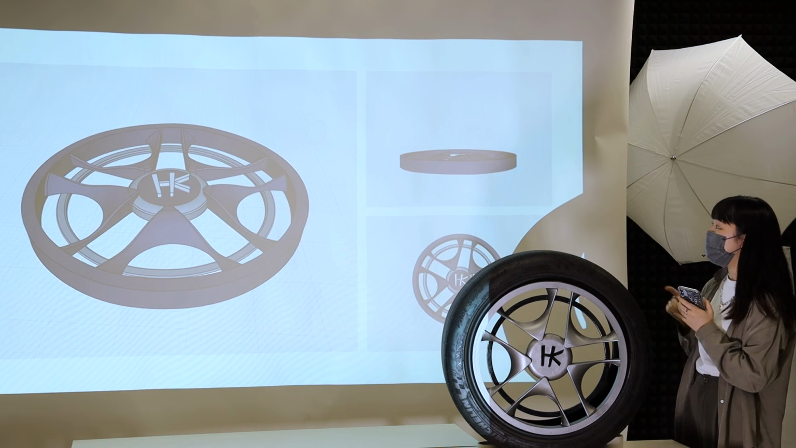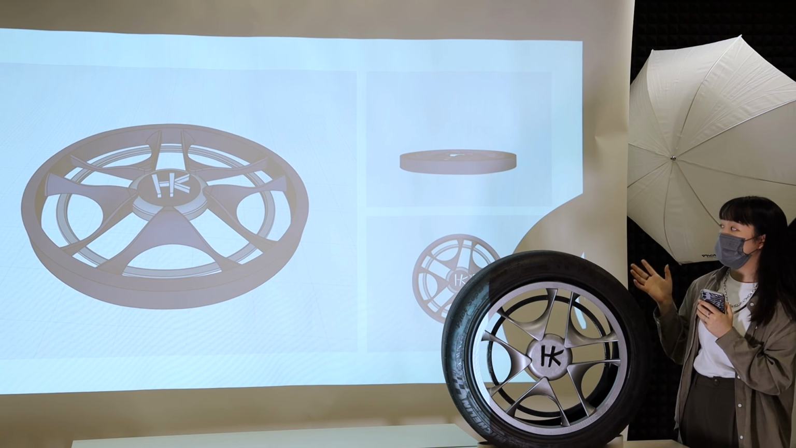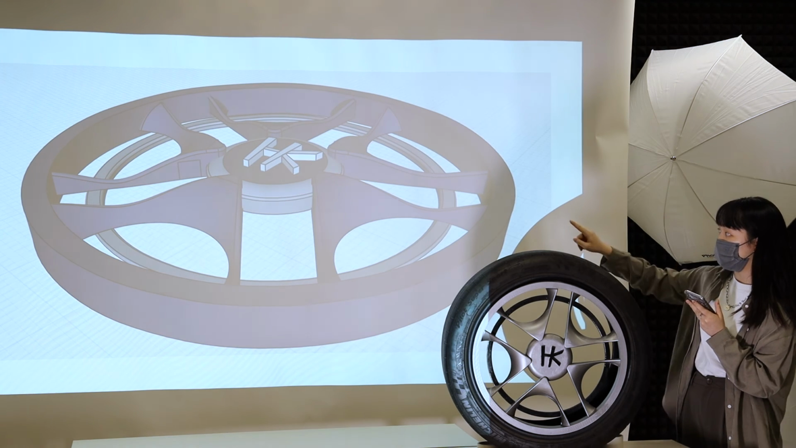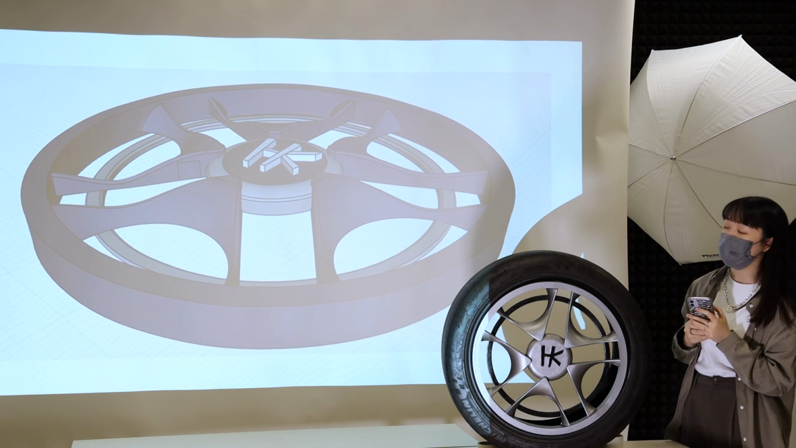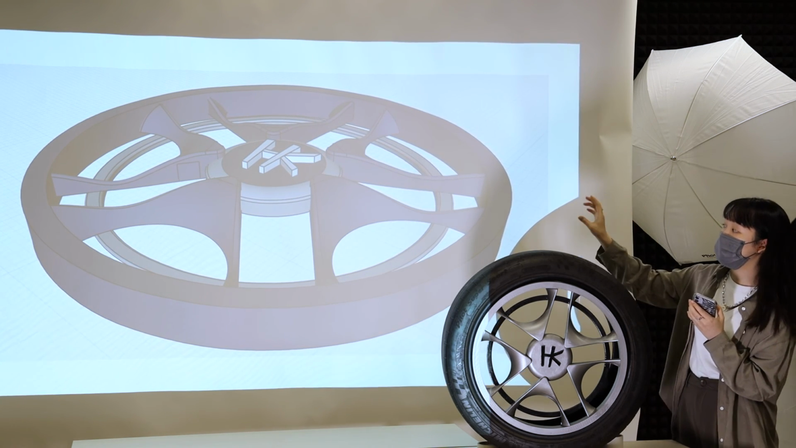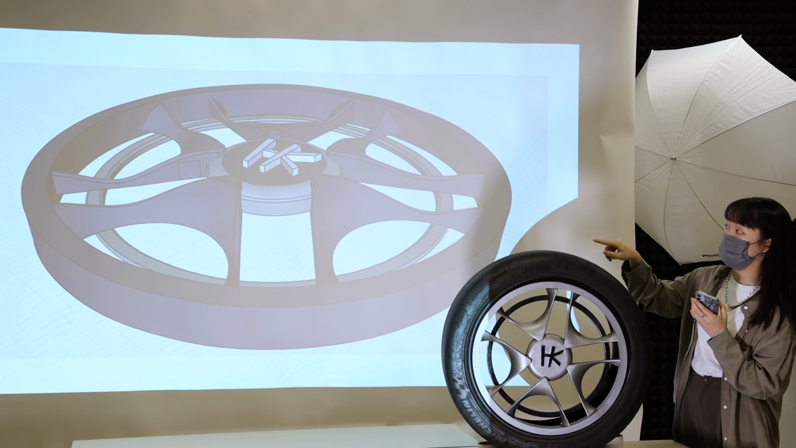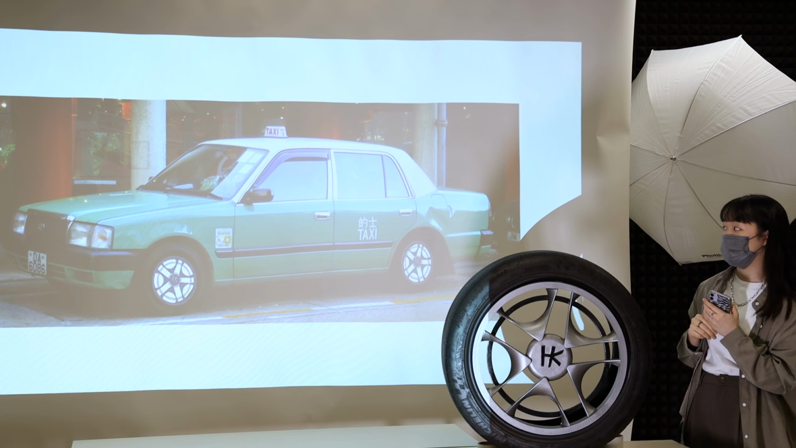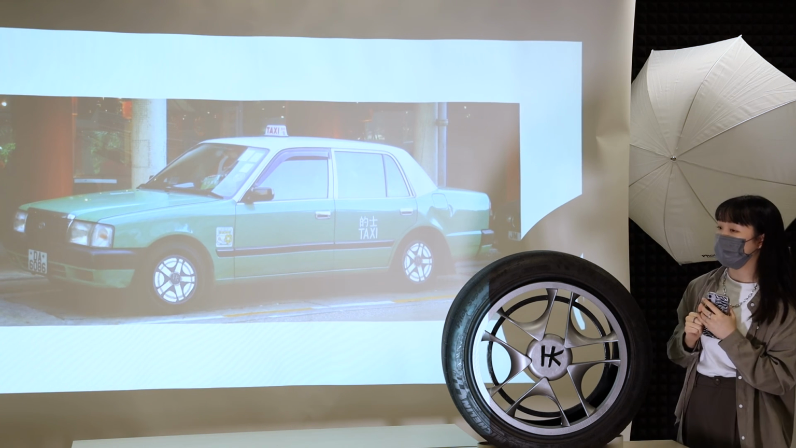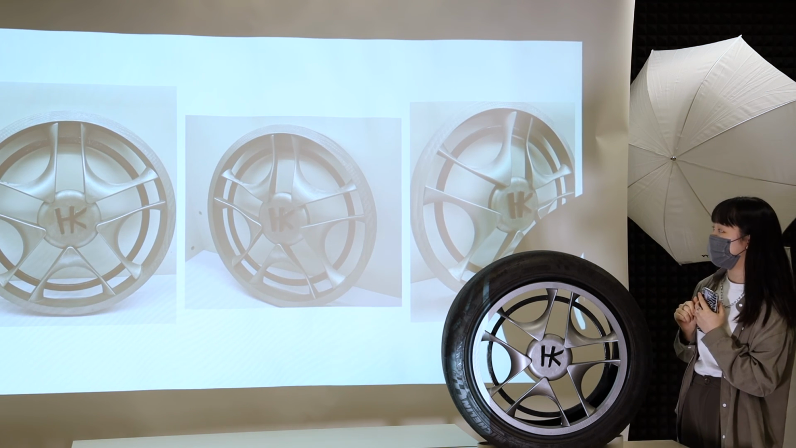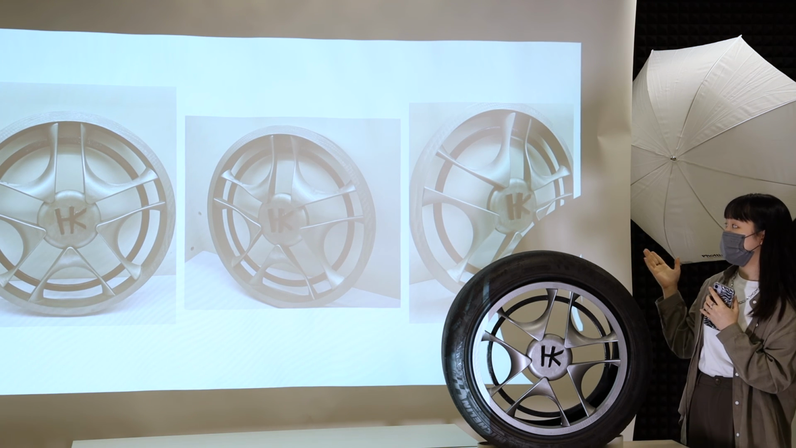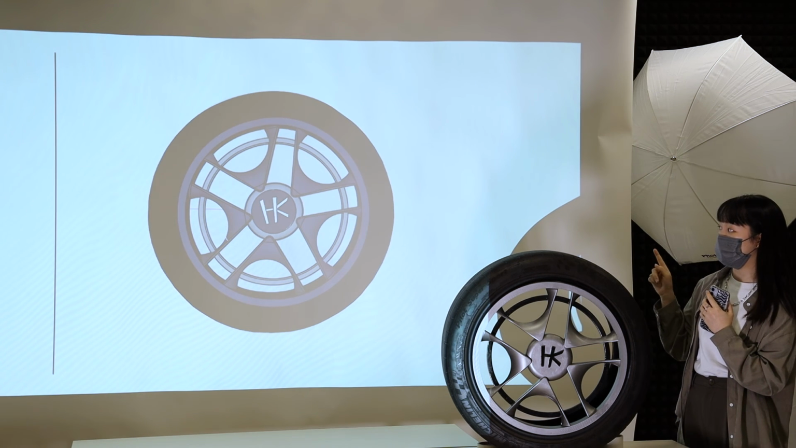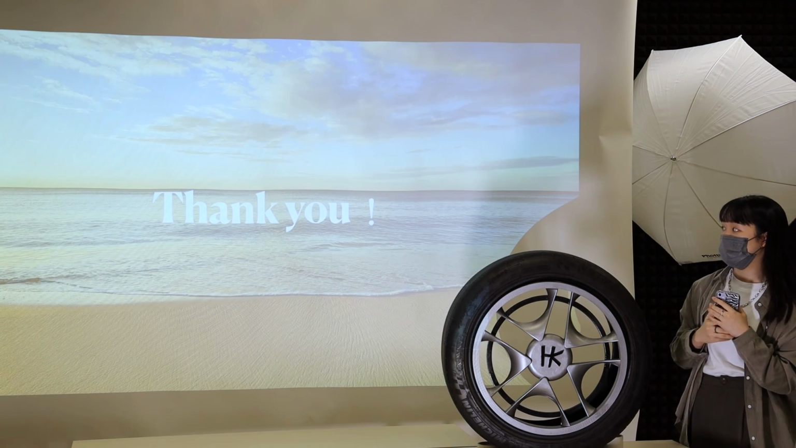Next. And here is the 3D model to show the wheel. And you can see the HK letters in the middle. Actually, it stays upright even when the wheel is rolling. Next. And here are the references to show on the taxi. Here is the final result of my model. And next, here you have the video to show how it looks.